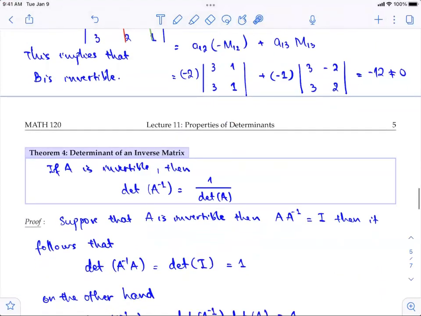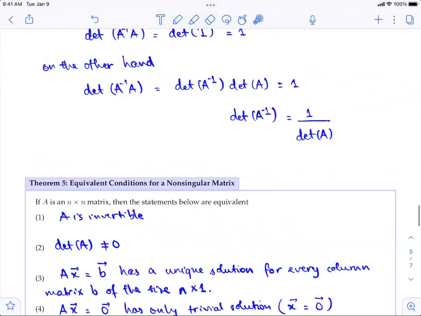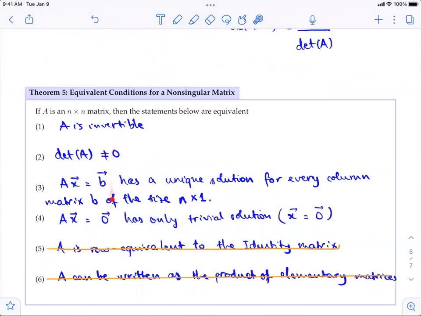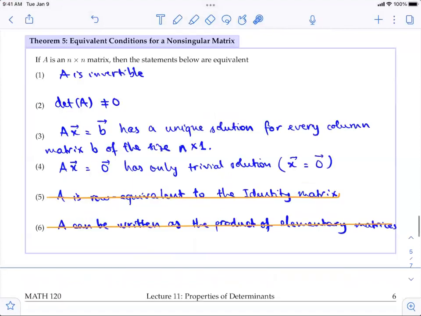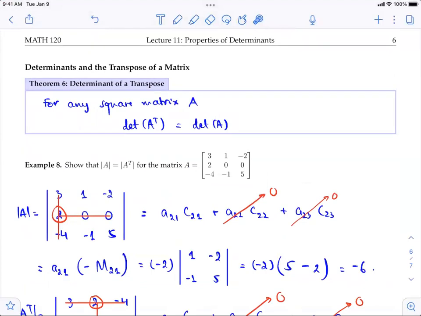We looked at the formula where you can calculate the determinant of the inverse of a matrix, given A is an invertible matrix. We have the following equivalent conditions as well: if A is invertible, then the determinant of A is different from 0, the matrix equation AX equal to B has a unique solution, and the homogeneous system has only the trivial solution. And at the end, we looked at the property that the determinant of A transpose is equal to the determinant of A.